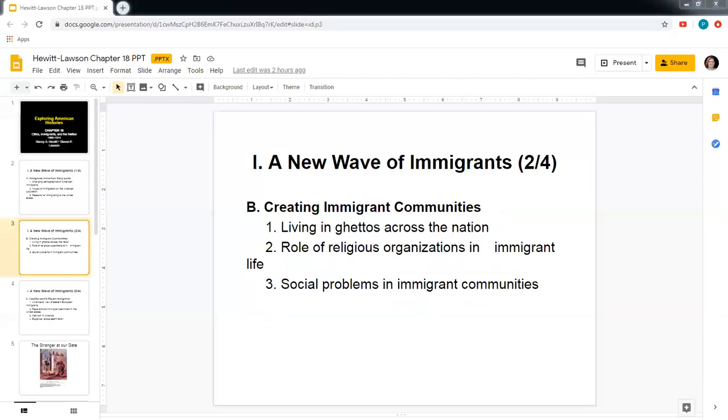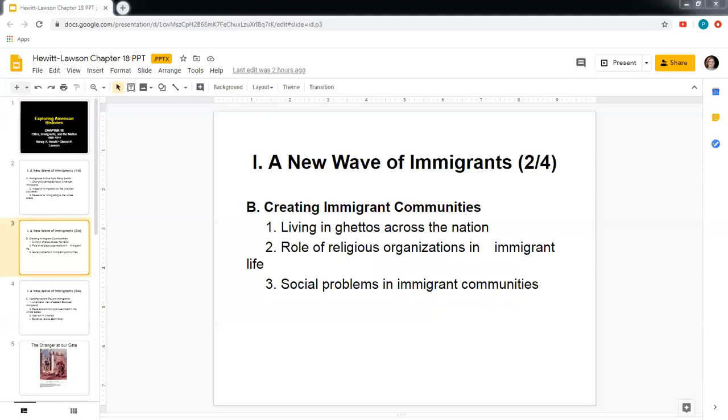Now, immigrants typically settled in neighborhoods with others from their home countries, forming what was called a ghetto. Now, a ghetto isn't a bad word, it's just a word that means a neighborhood that is nearly all of the people in that area having the same ethnicity, racial component, or class composition. Communities helped new immigrants to settle and adjust.